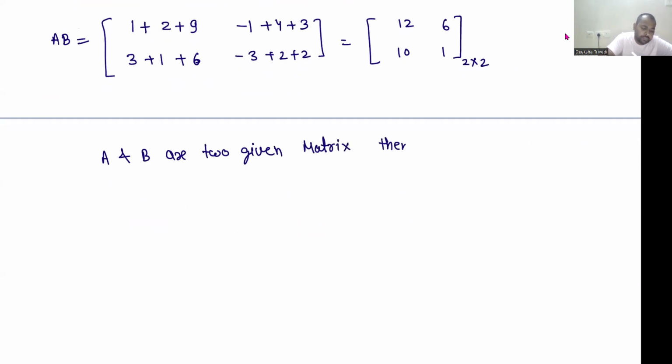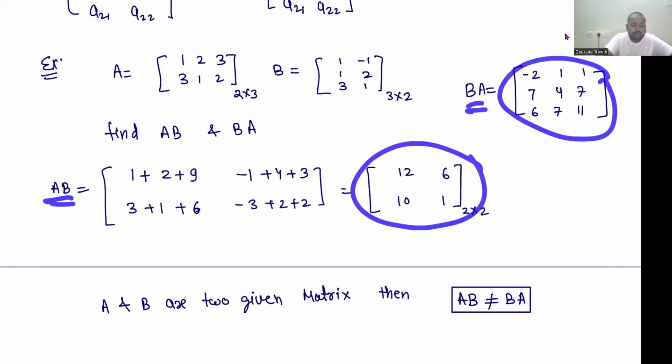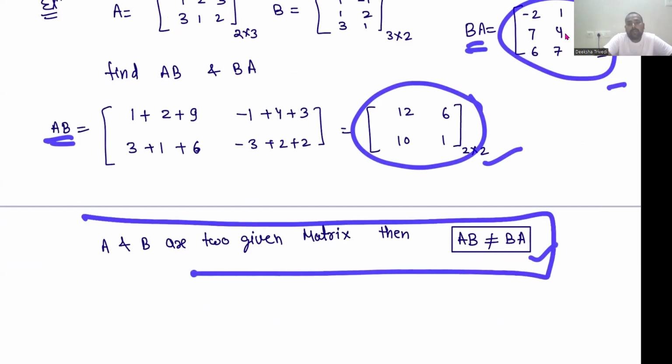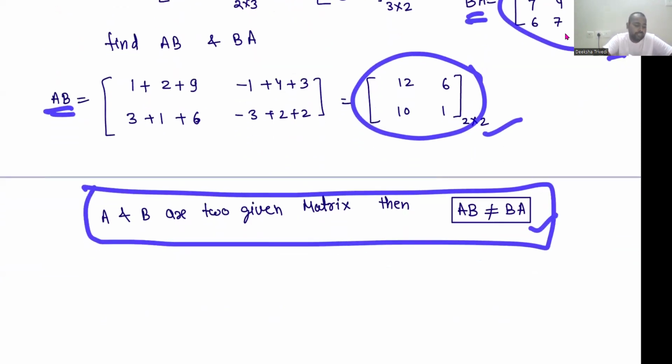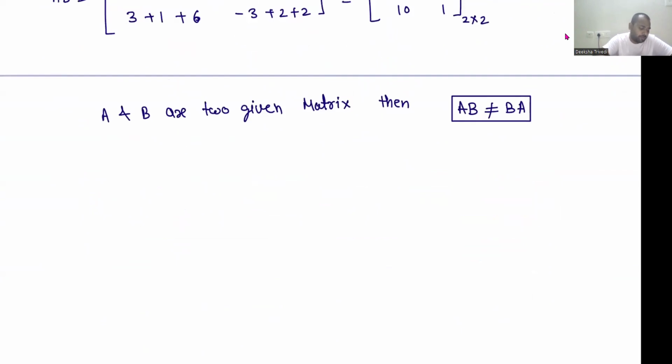Then AB is not equal to BA. That we can easily judge also. See, here the AB matrix is this, here the BA matrix is this. Both orders are different, so how can they be equal? So generally, if we have two matrices, then AB is not equal to BA. What happens if AB equals BA? So we can say that A and B are not always commutative. Correct? So what happens when AB equals BA?